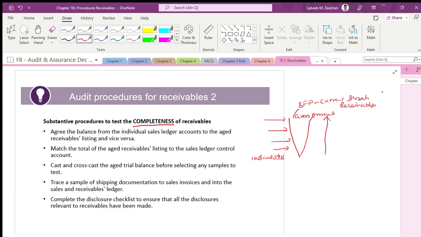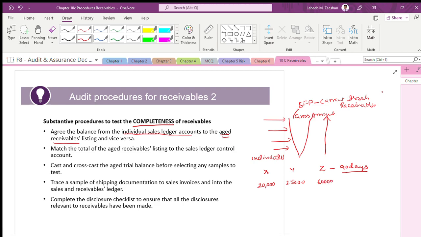Agree the balances of individual sales ledger accounts to the aged receivables. See what happens. You have X, Y, Z. Now, assume it is going to be a maximum of 90 days receivables. Credit sales will be not more than 90 days. X has 20,000. Y has 25,000. Z has, assume, 60,000.